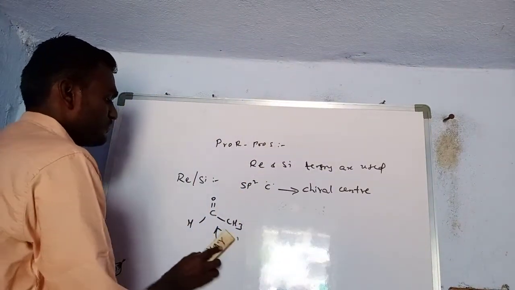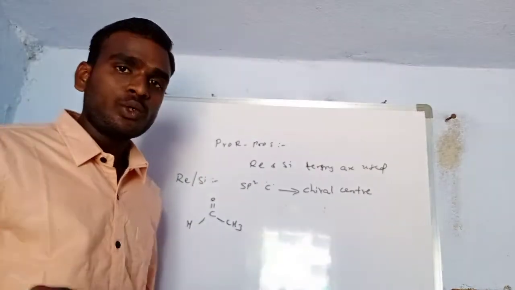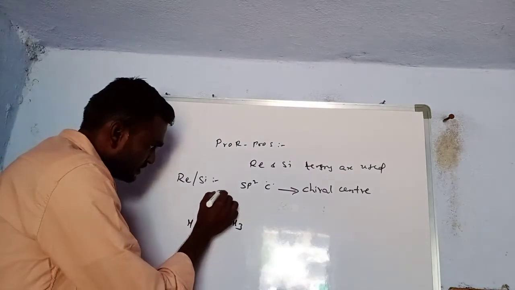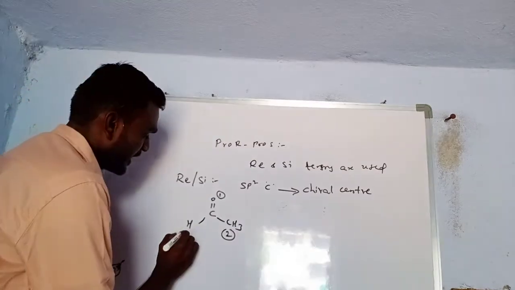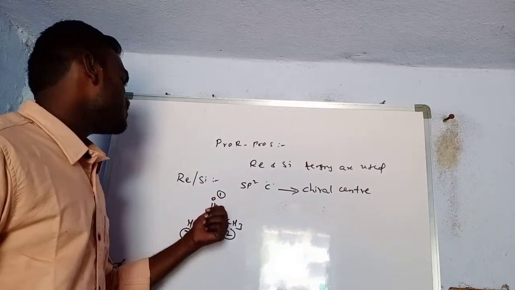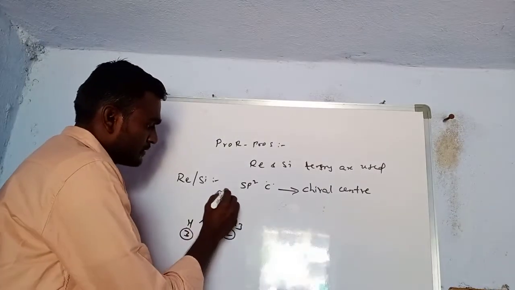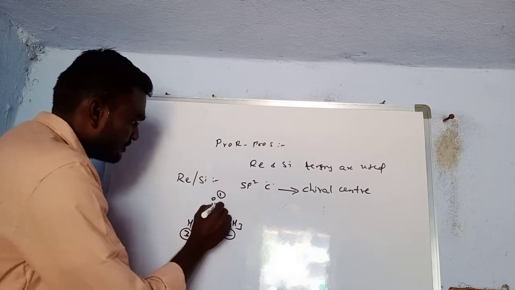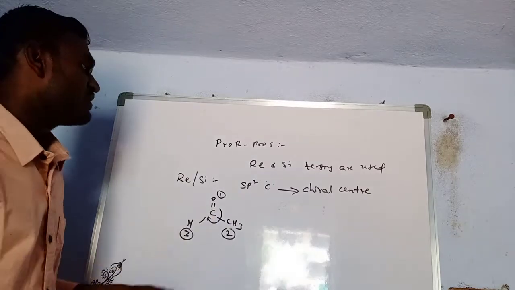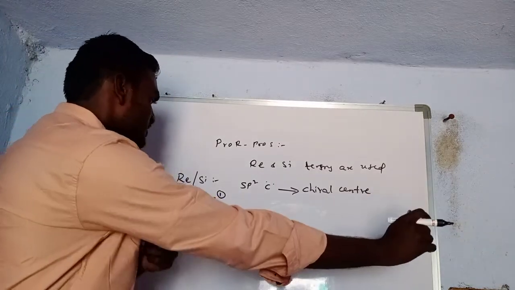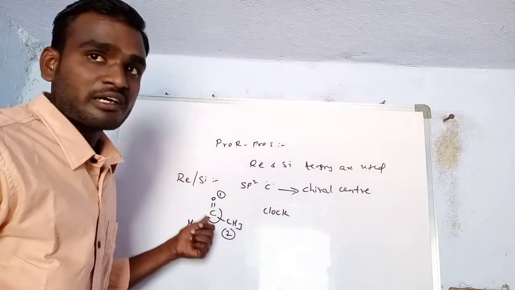For this molecule, we can give the numbering according to the Cahn-Ingold-Prelog priority rules. The oxygen gets the first priority, the carbon gets the second priority, and the third one is hydrogen. So this is a prochiral molecule, and this is the prochiral center. After giving the priorities, the direction is clockwise. That means the priorities are in a clockwise direction.